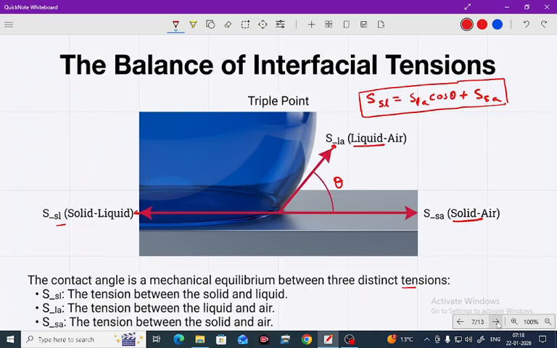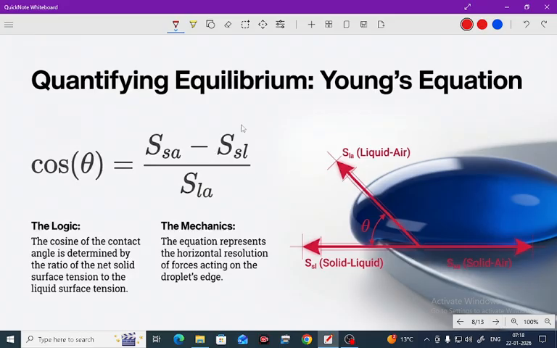And the fourth important thing is quantifying equilibrium, Young's equation. From the above equation we get cos theta equals SSA minus SSL by SLA. This is the solid air interface, this is the solid liquid interface, and this is the liquid air interface. So cos theta is SSA minus SSL by SLA.